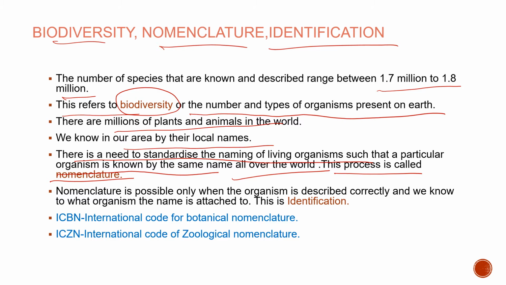Now obviously this nomenclature, or naming, is only possible when an organism is described correctly. If you give the description of an organism correctly, we know to what organism the name is attached. When we identify and describe the animal properly, only then can we name it properly. So first we need to identify. When we identify the organism correctly and know what organism the name is attached to, this is called identification. Is it clear to everyone?